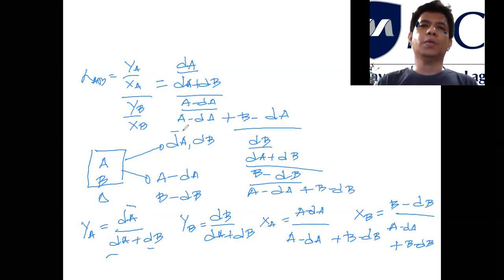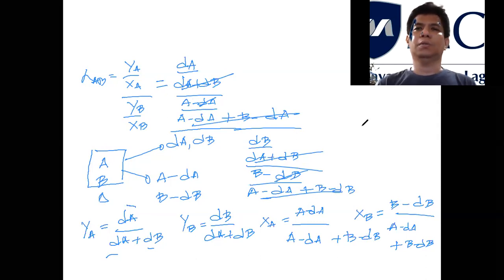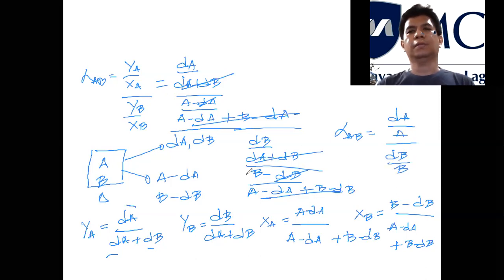So as you can see, we can cancel some similar terms. Like for example, this one is similar to this one, so we can cancel that out. Tapos this term dA plus dB is also similar to this one, so we can cancel that out. Tapos D sub A is very much less than A, so we can also cancel that out. D sub B is very much less than B. So what remains after cancellation is alpha AB is equal to D sub A over A divided by D sub B over B. Okay?